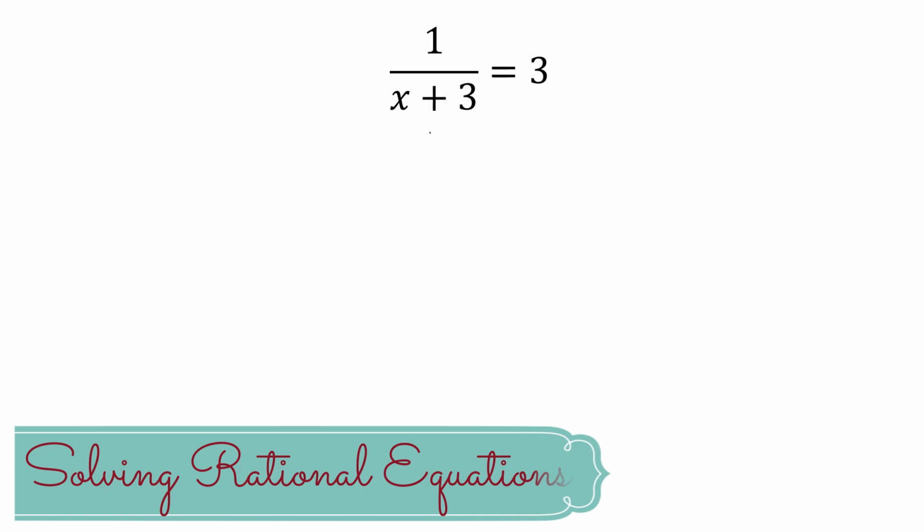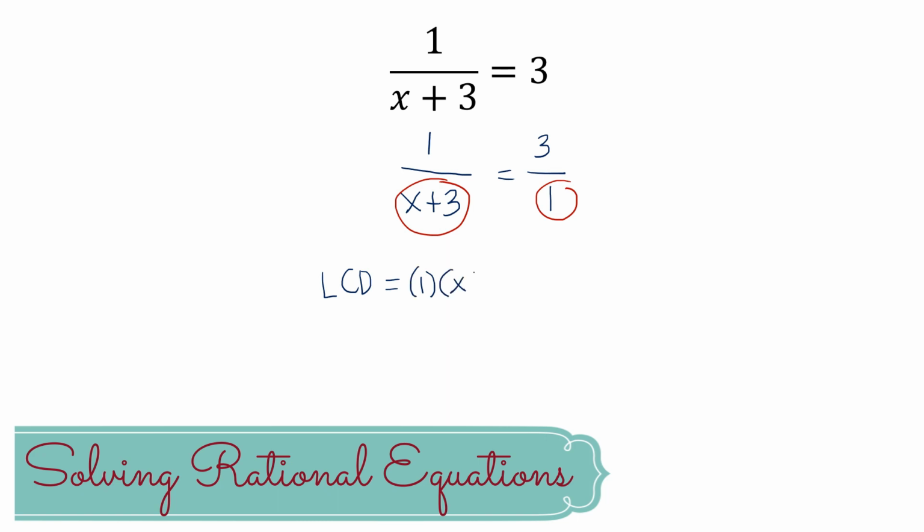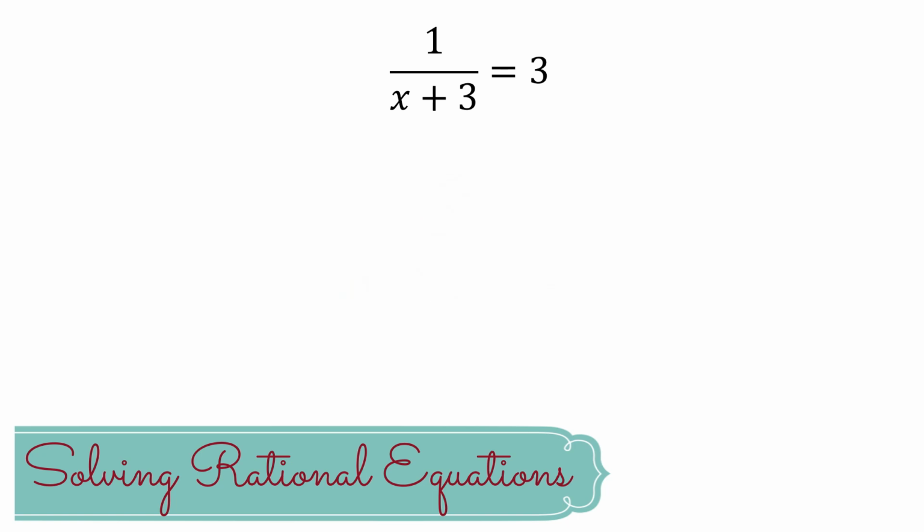So, in 1 over x plus 3 equals 3, we all know that we have 1 here as the denominator of 3. Now, to solve for the LCD, look at the denominators x plus 3 and 1. Since they are both non-factorable anymore, then the LCD is simply their product, 1 times x plus 3, and any number multiplied by 1 is equal to itself. So the LCD is x plus 3. Now after getting the LCD, we have to multiply both sides of the rational equation by the derived LCD.